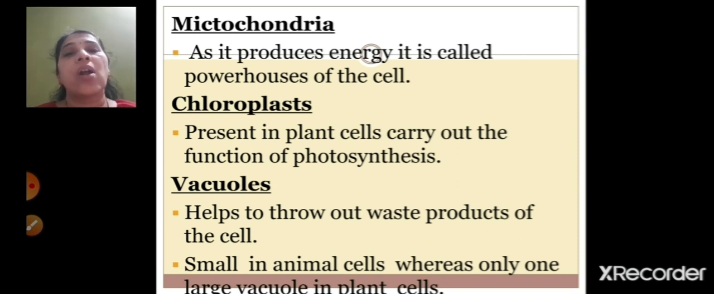So mitochondria is also called the powerhouse of the cell because it produces energy, and chloroplast is present only in the plant cell because it can carry out the function of photosynthesis. And vacuoles help to throw out the waste product of the cell, and the plant cell contains only a single large vacuole, whereas in the animal cell there are small vacuoles. So these were the functions of the cell organelles.